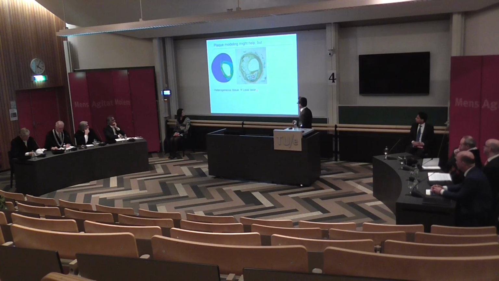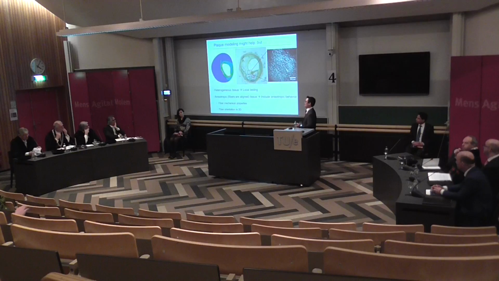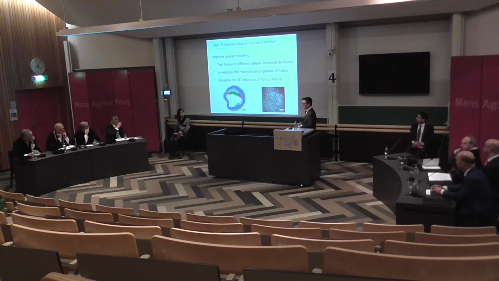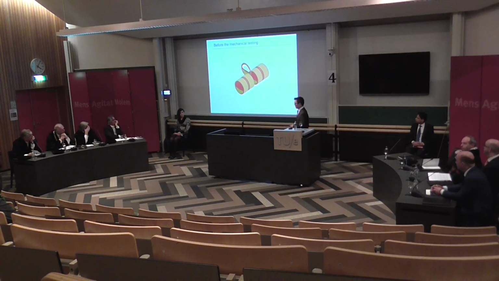For this, we need to test those components locally. Another thing is, if you zoom into the tissue, you see that there's a high fiber alignment. And this fiber alignment also needs to be included in those computer models. If you want to include the fiber alignment, you need to know the mechanical properties of those fibers and also the fiber orientation. So to sum it up, the goal of our research was to improve plaque modeling by testing the mechanical properties of the plaque tissue components locally, to investigate the mechanical properties of the fibrous tissue, and also to visualize the orientations of the fibrous tissue.